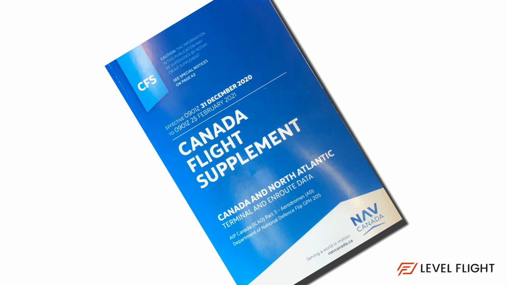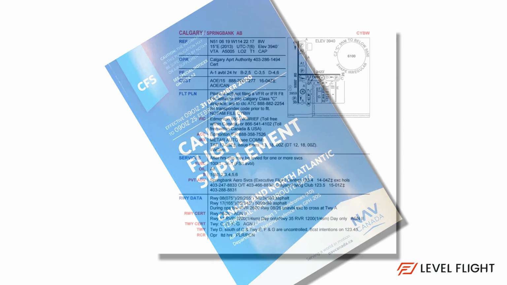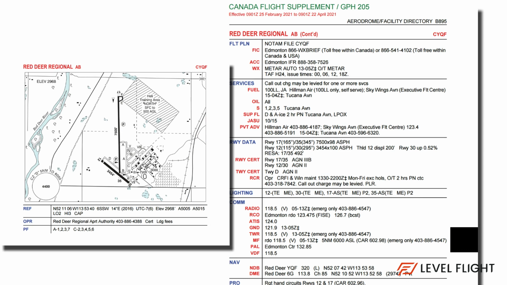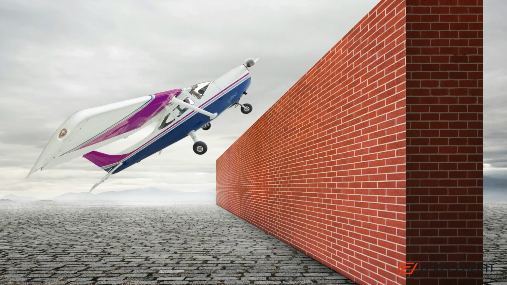Take a look at the CFS to find the runway length. At Springbank, we see runway 26 is 3,423 feet long. At Red Deer, runway 17 is listed as 7,500 feet long. Neither of these runways has a 50-foot obstacle at the end, but for training purposes, we will be calculating the numbers for both with and without the obstacle.